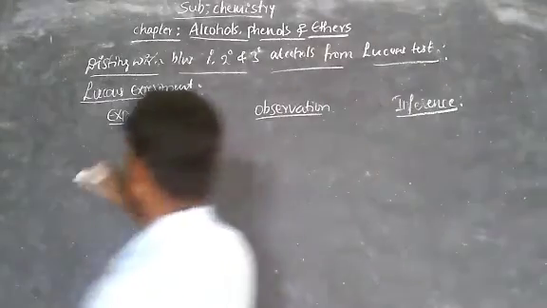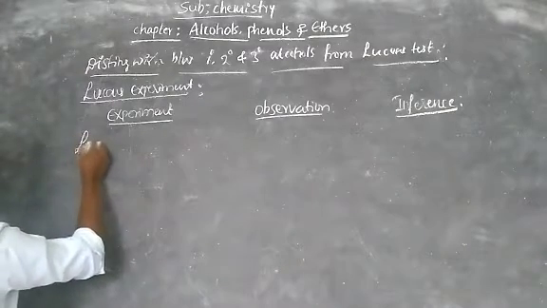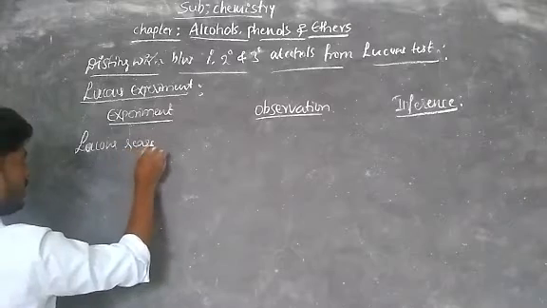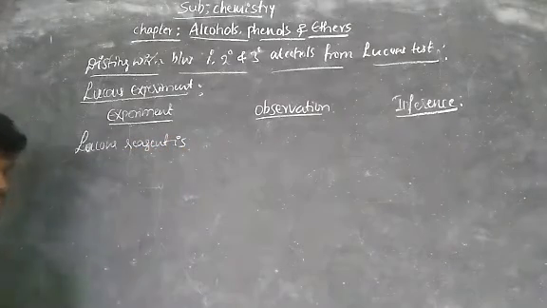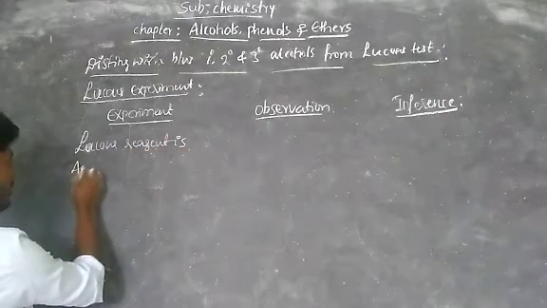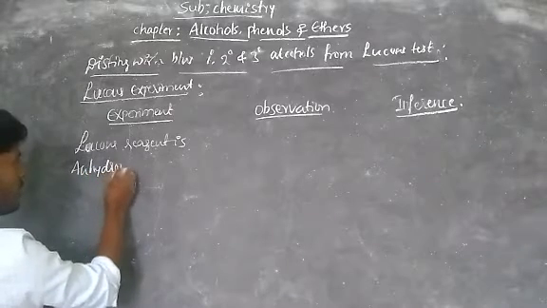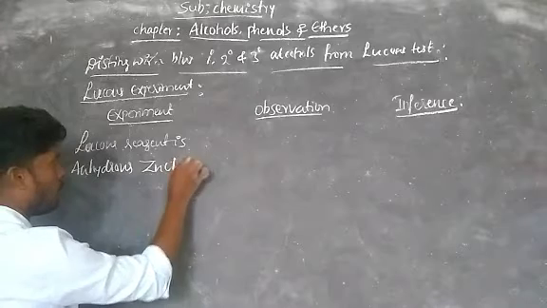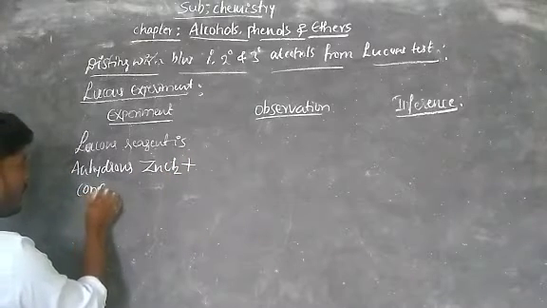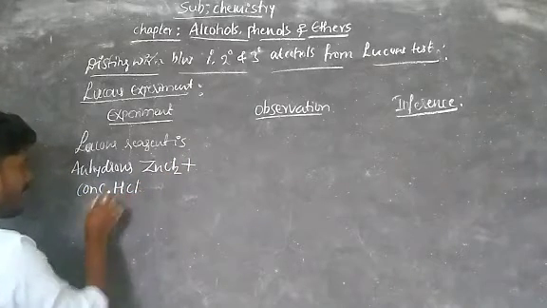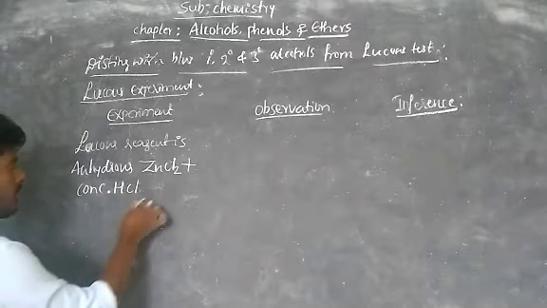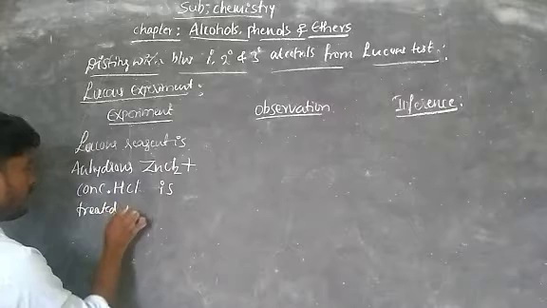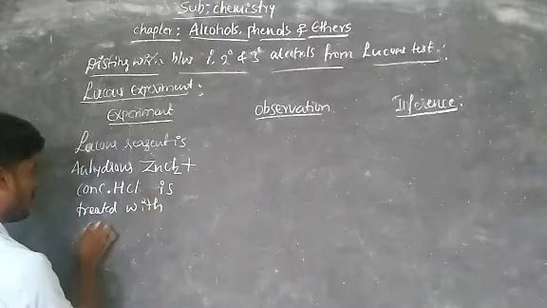Now in the experiment the Lucas reagent is anhydrous, very important. The Lucas reagent is anhydrous zinc chloride, ZnCl2, plus concentrated hydrochloric acid, HCl. This is the Lucas reagent. It is treated with alcohols.